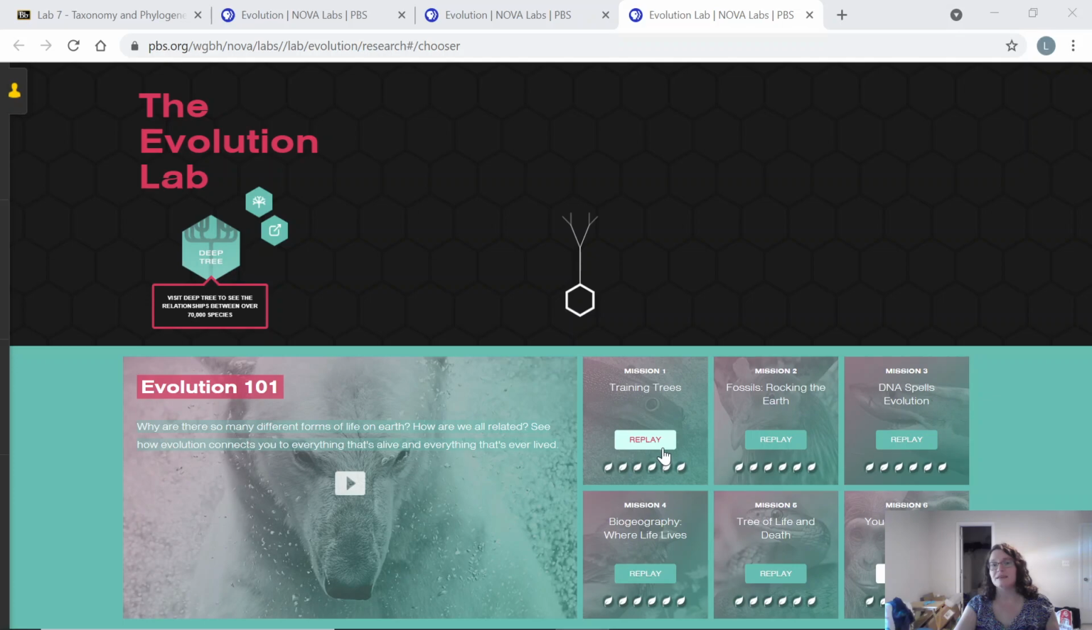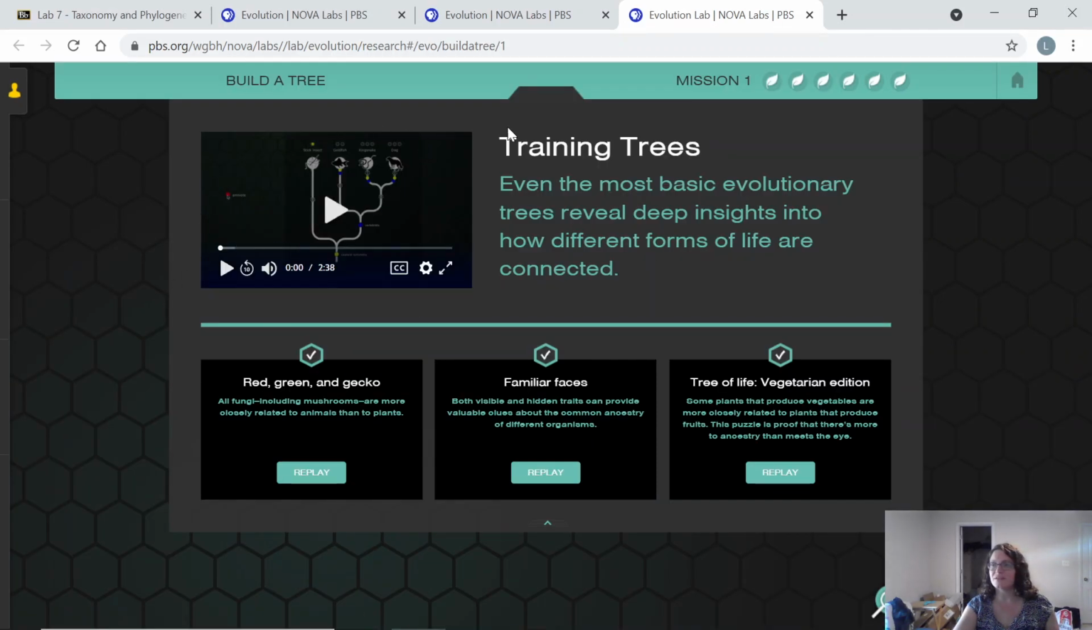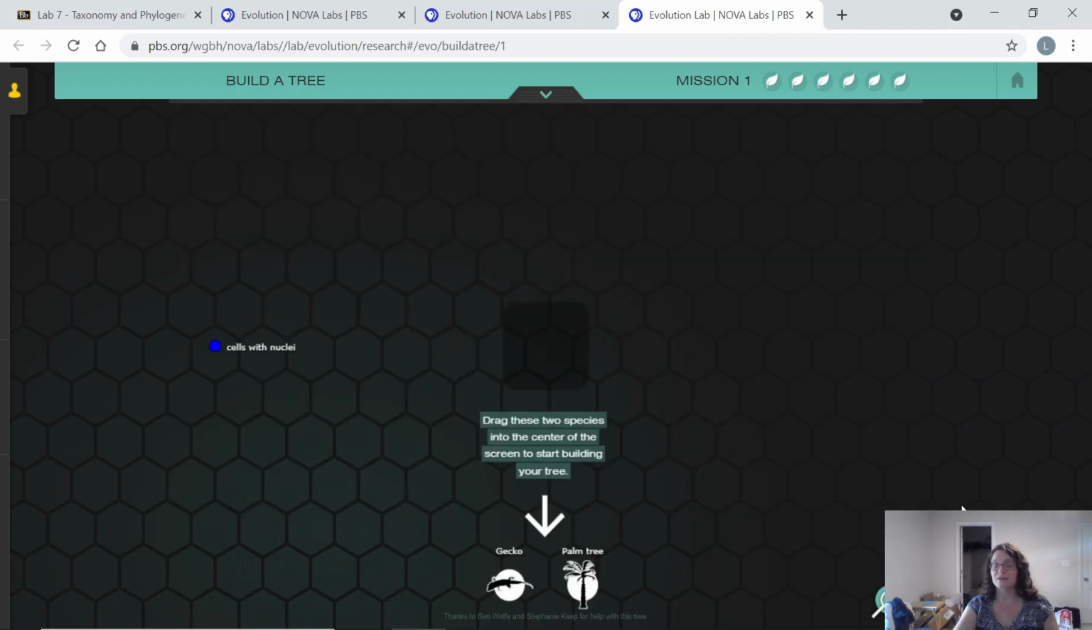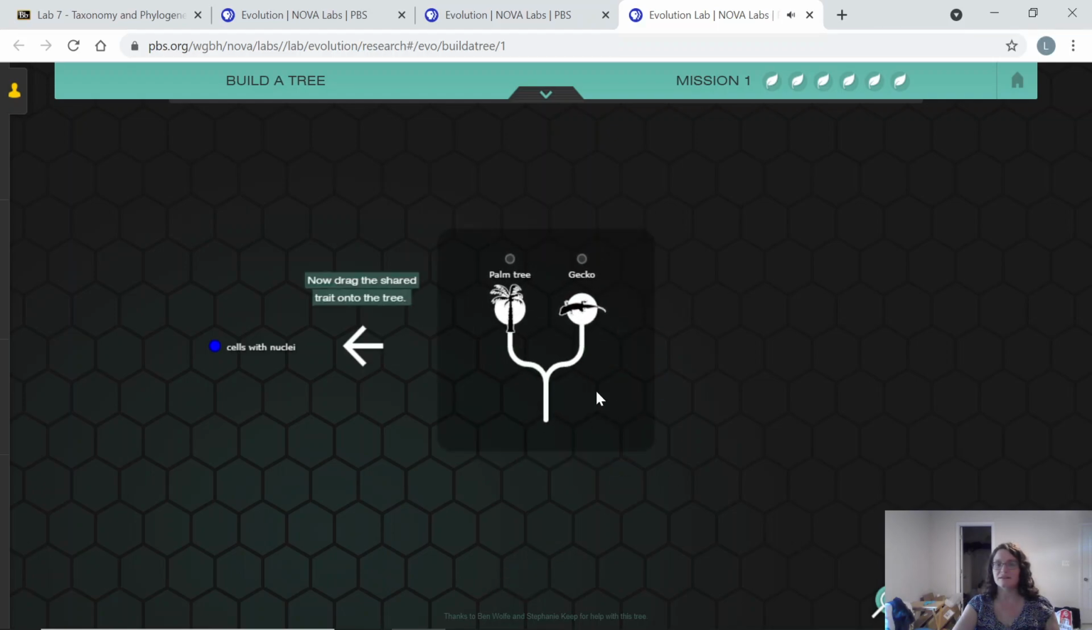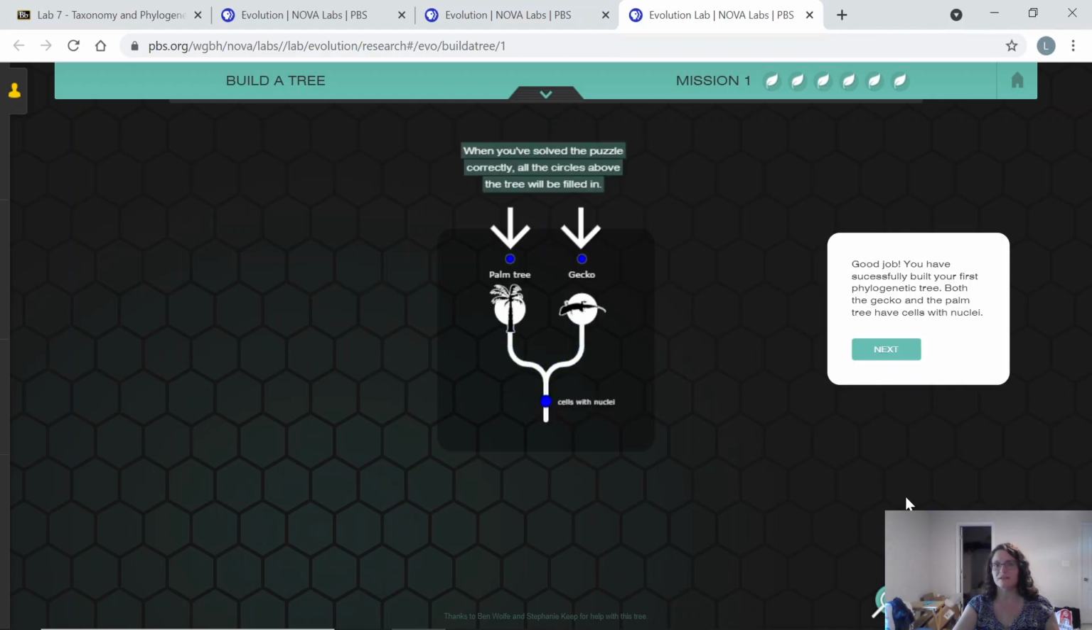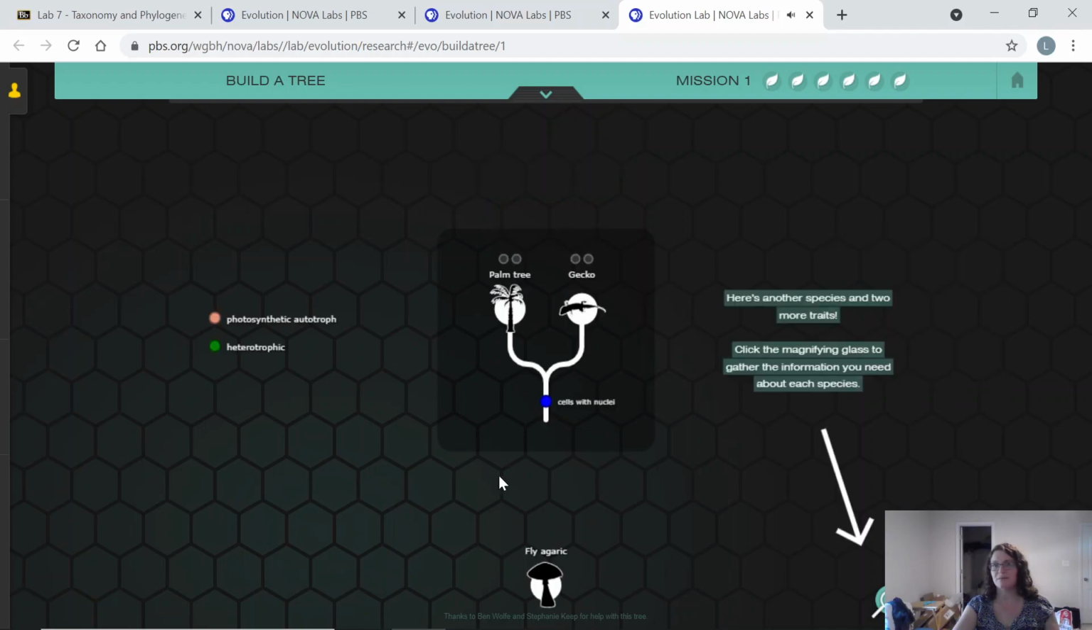And the way you get leaves, okay, so you can watch this to figure it out, but play that, okay? I suggest you watch the videos. It does show you a little bit how to start, but let's start with this one here, okay? The idea is that you always drag things in the center, wait for it to go pop, and it's going to click in place. You connect them, okay? Now they need a synapomorphy to connect them together. Palm trees and geckos both have cells with nuclei. Simple enough, okay? Then we keep going. Then it's going to say, okay, well, add this one.